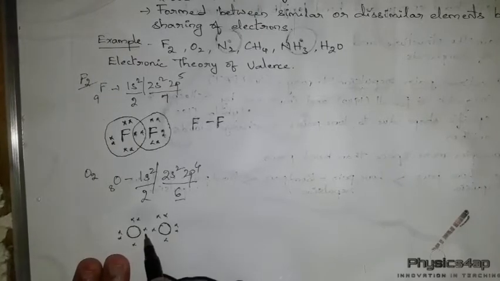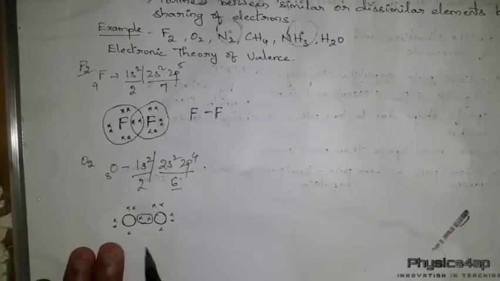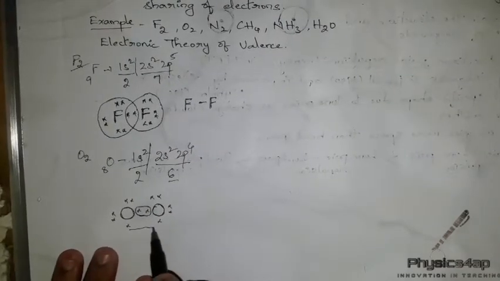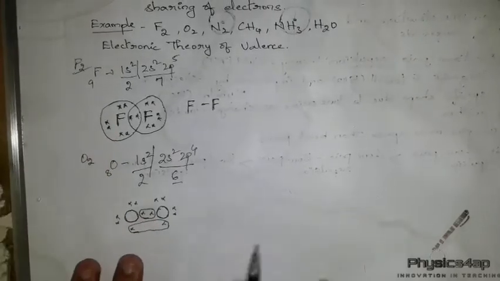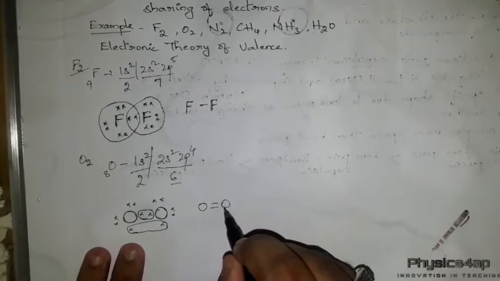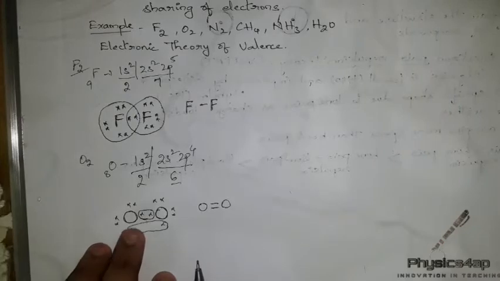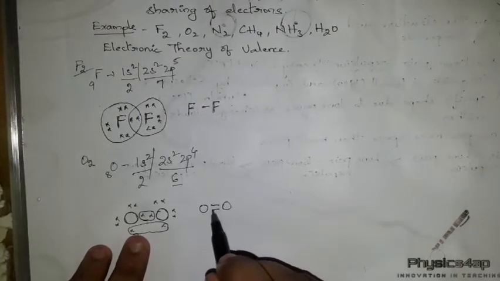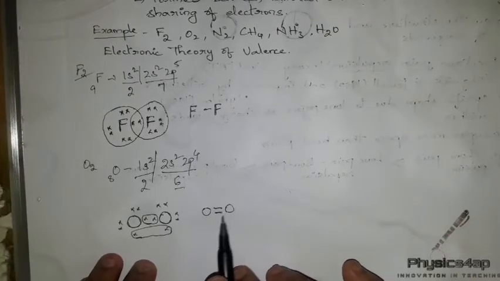Now here there is a mutual sharing between these 2 electrons, and also another mutual sharing between these two electrons, like fluorine does. This is written as O bond O. As there are two pairs of electrons shared, oxygen has a double bond, that is O double bond O.